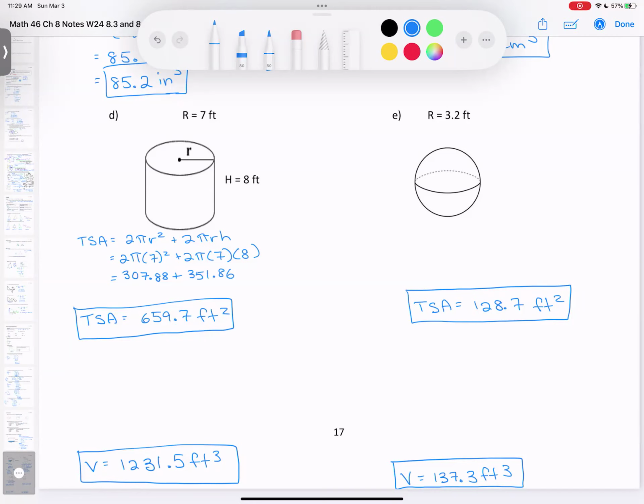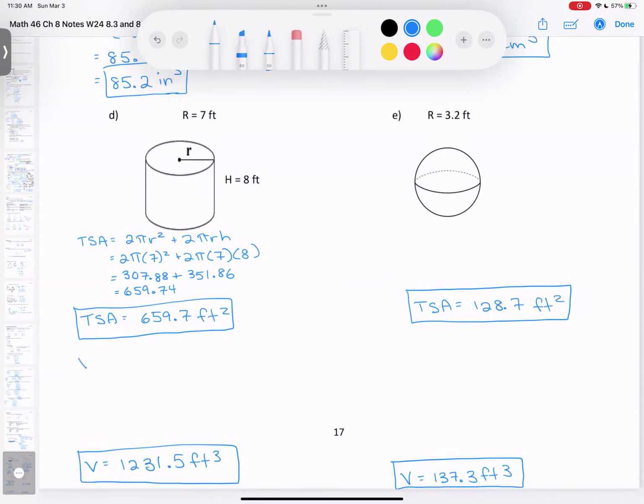And so once we add these two numbers up, what do we get? So I get 659.74. So rounded then to the nearest 10th, 659 and 7/10 or 659.7. And our answer here would be in feet squared.